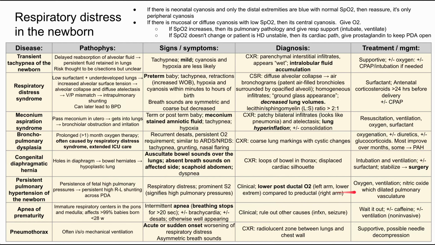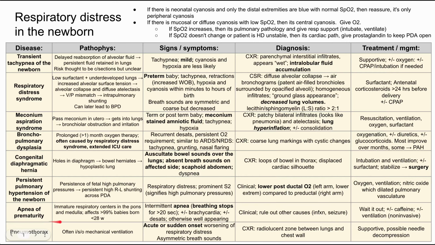So that makes sense. Treatment here is oxygen, ventilation, nitric oxide, which dilates the pulmonary vasculature, which essentially reduces the pressure of the pulmonary vasculature and hopefully fixes your problems. If you reduce the pressure of the pulmonary vasculature, more blood will go there, less will shunt across the PDA, and less will cause this hypoxia of the left arm and lower extremities.